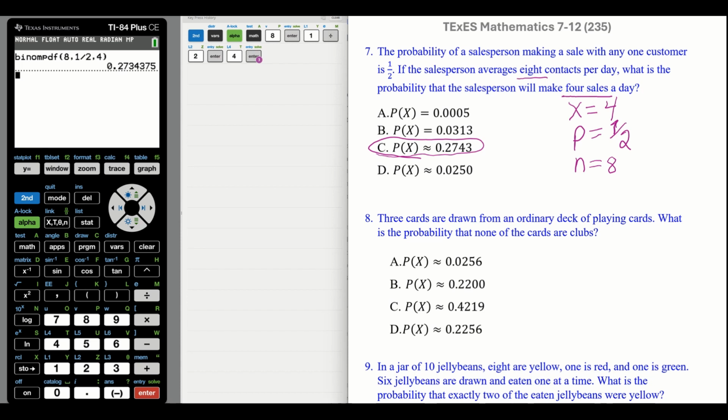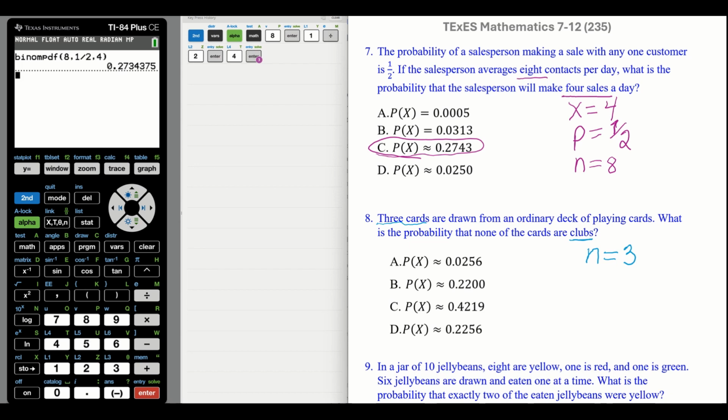Okay. Number 8. 3 cards are drawn from an ordinary deck of playing cards. What is the probability that none of the cards are clubs? Okay. This has changed things. We have 3 cards drawn, so that has to be our number of trials. We're going to test out these cards by drawing 3. It's an ordinary deck. Okay, what is the probability? Okay, we have none of the cards but clubs. That's where we find our probability.